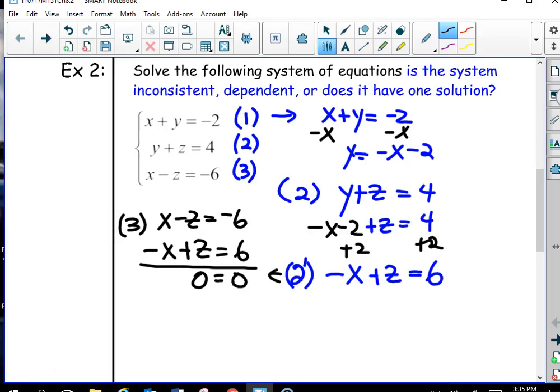So what that means is it doesn't have one solution. It's called a dependent system because it has many solutions. If you solve it and your variables go away and you're left with a true number statement, then it's dependent. If your variables go away and you wind up with a not true statement, like 0 equals negative 5, then we call it an inconsistent system. So it either has one solution, or it's dependent, or it's inconsistent.